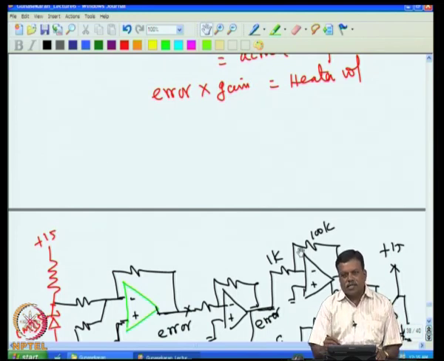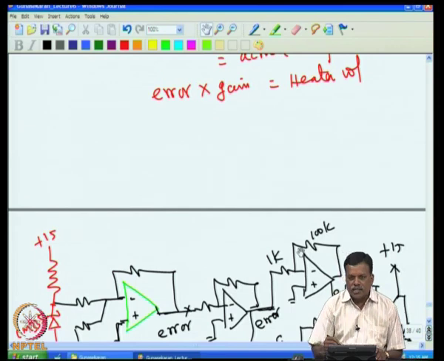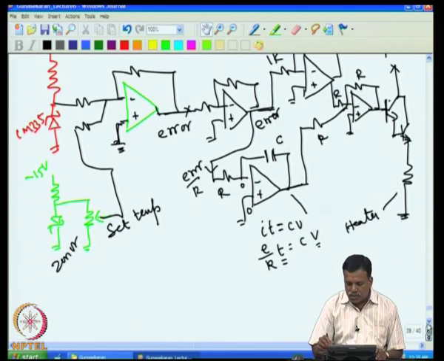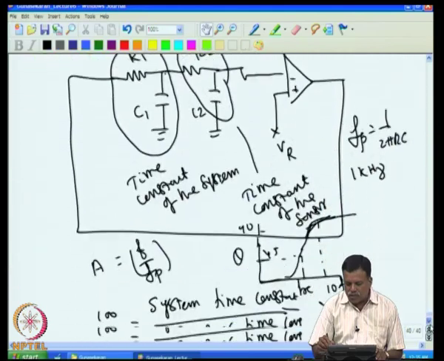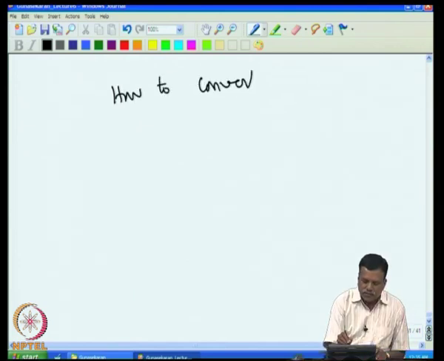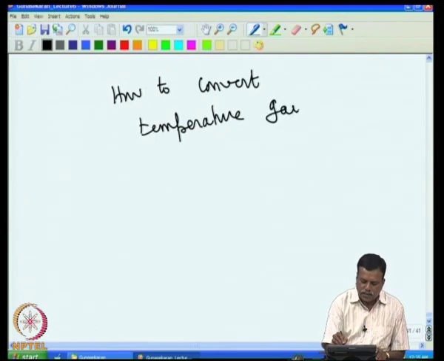So, we had to convert this temperature gain into electronic gain, that is a must. So, how to convert this temperature gain into electronic gain? We will see how to do this, because this is very often ignored, and then we will end up blaming the temperature controller. So, we should find out how to convert temperature gain into electronic gain.